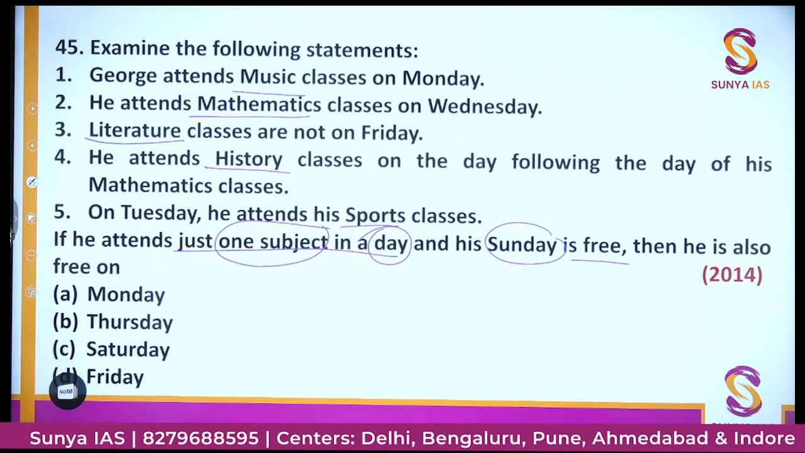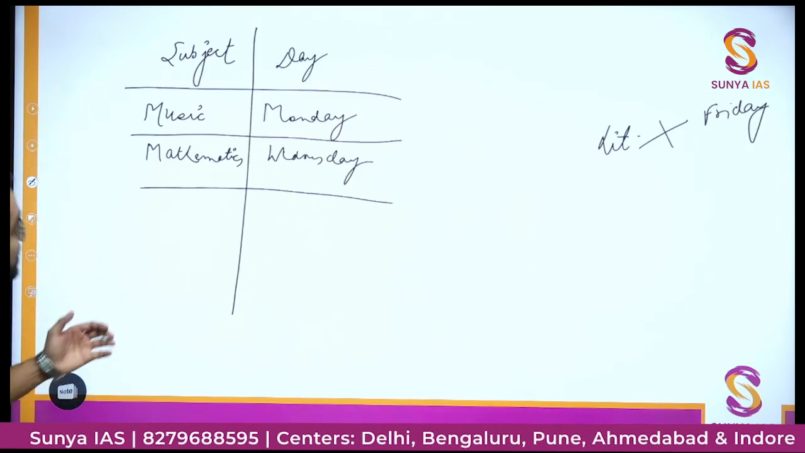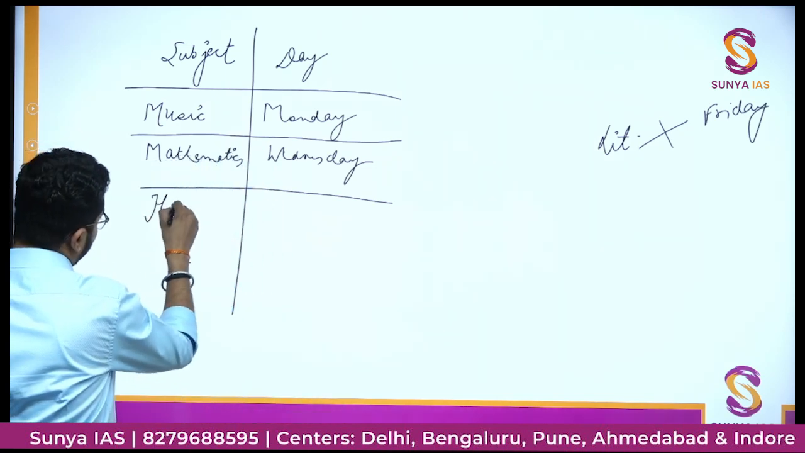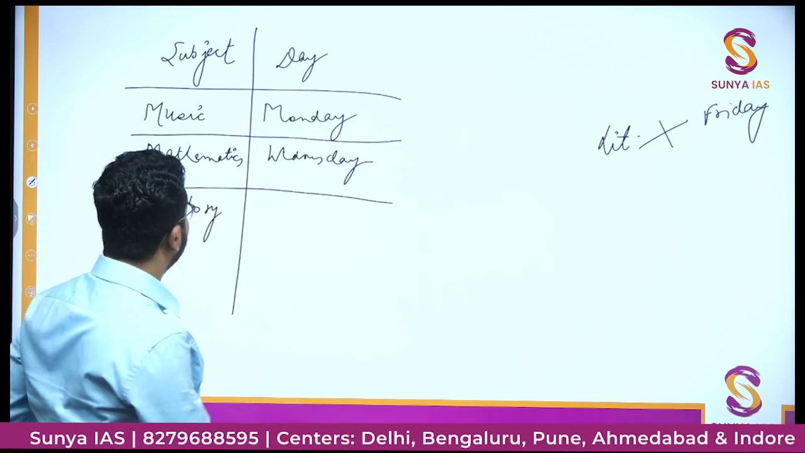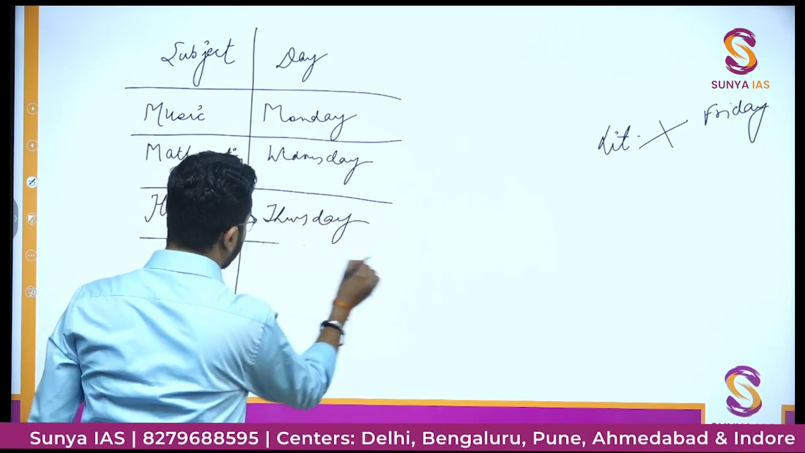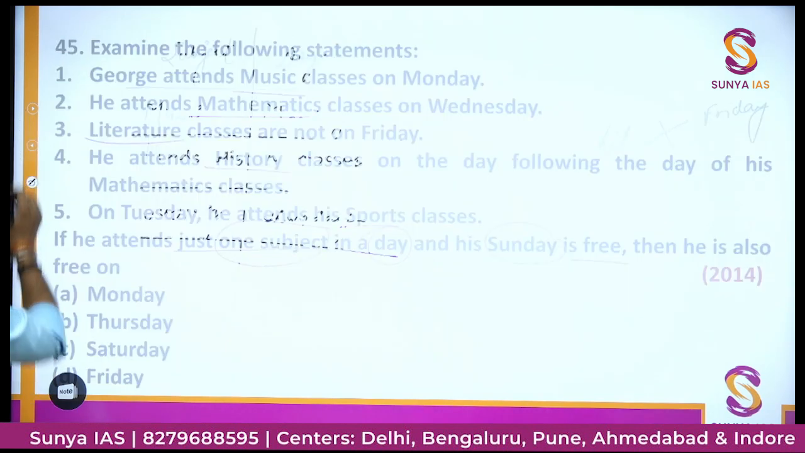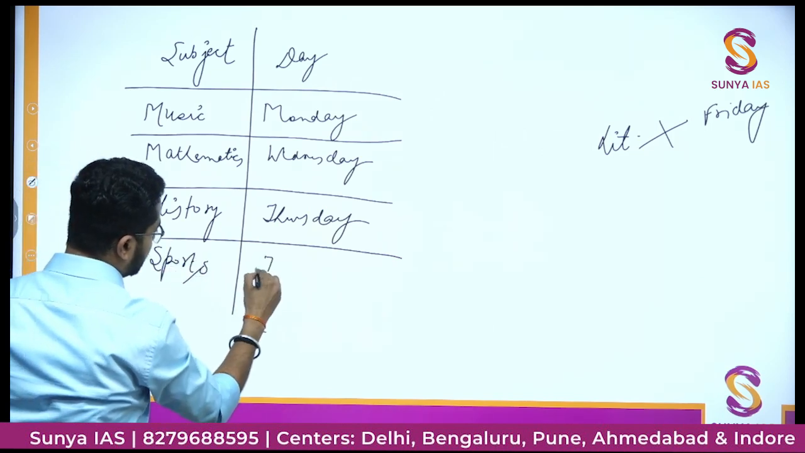He attends history classes on the day following the day of his mathematics classes. जिस दिन उसकी मैथ क्लास होती है उसके अगले दिन he is having history classes. So if you can see, मैथमेटिक्स क्लासेस के डे के बाद उसकी हिस्ट्री होती है, मैथमेटिक्स वेंसडे को है, then it means हिस्ट्री है थर्सडे को. On Tuesday he attends sports classes. So sports classes, Tuesday.